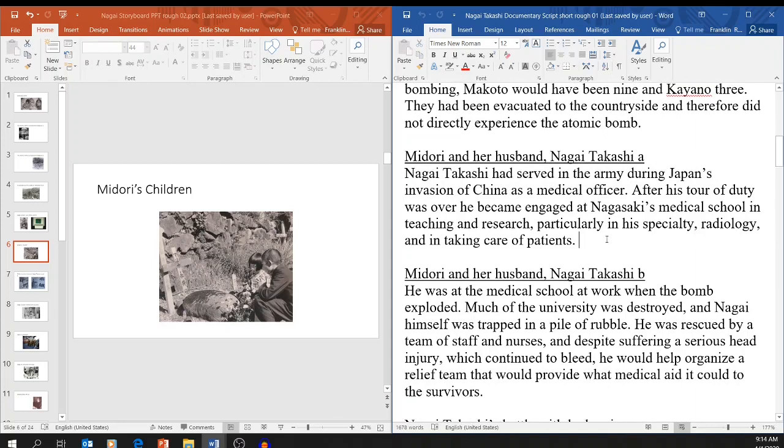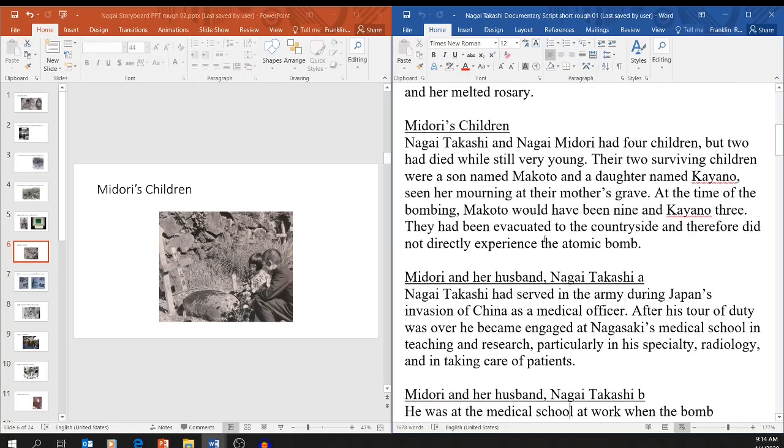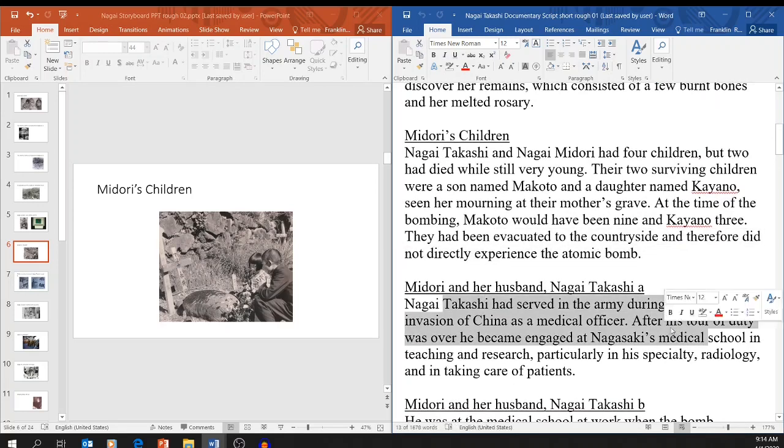This is a better transition though, because I talk about how he was working at the Nagasaki Medical School, and then the next slide is he was at medical school at work when the bomb exploded. So this is a much better transition. I did not have a good transition here. So you want to think about that. These, in a sense, are discrete units, but there has to be some kind of connection between them.